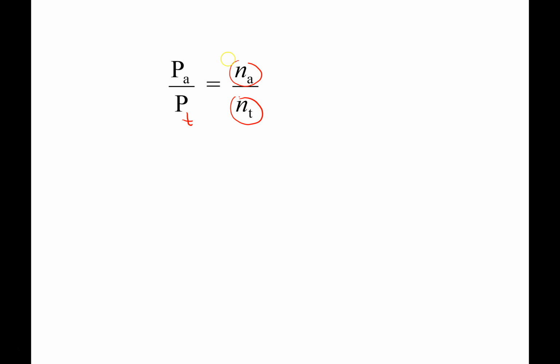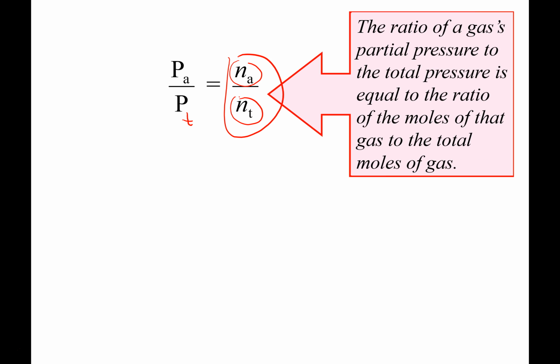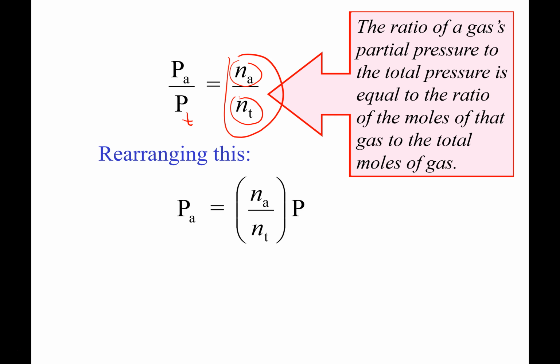Well, this right here is such an important quantity that it gets its own variable. That ratio, we're going to call mole fraction momentarily. But before I do that, let's rearrange this. If we multiply both sides by the total pressure, we get this right here. Partial pressure of A is equal to the moles of A divided by the total moles times the total pressure. See, I just think a T is so important there.